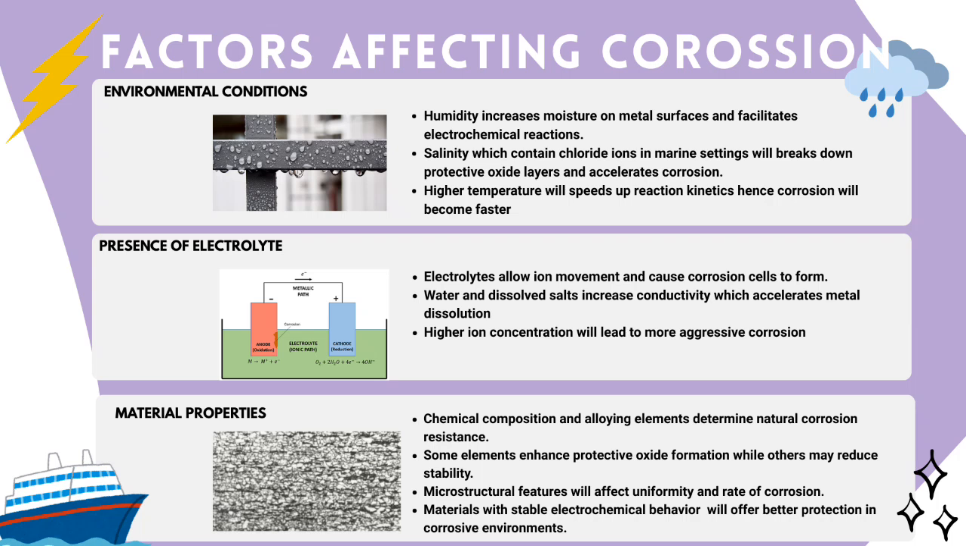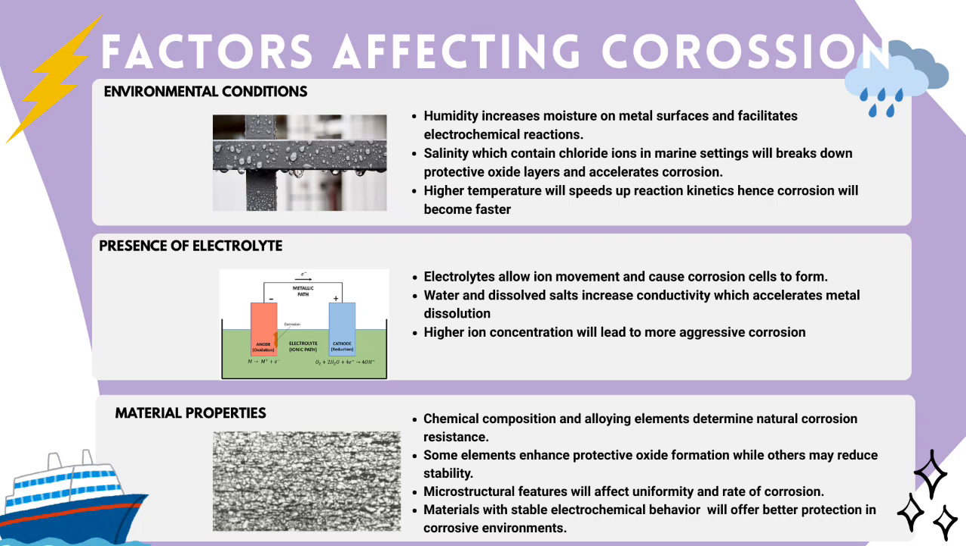The second one is presence of electrolyte. Electrolytes allow ions to move and this will form tiny corrosion cells on the metal surfaces. Water and dissolved salt also increase conductivity. So this makes the electrons and ions flow more easily and speeds up the metal dissolution. Consequently, higher ion concentration makes the electrolyte more conductive and results in faster and more aggressive corrosion.